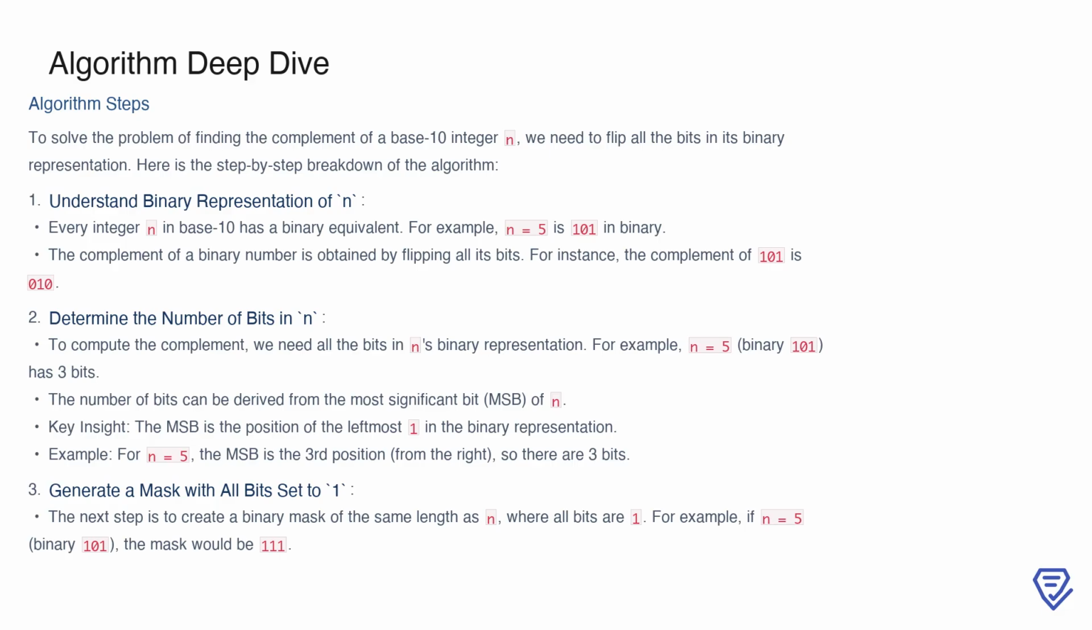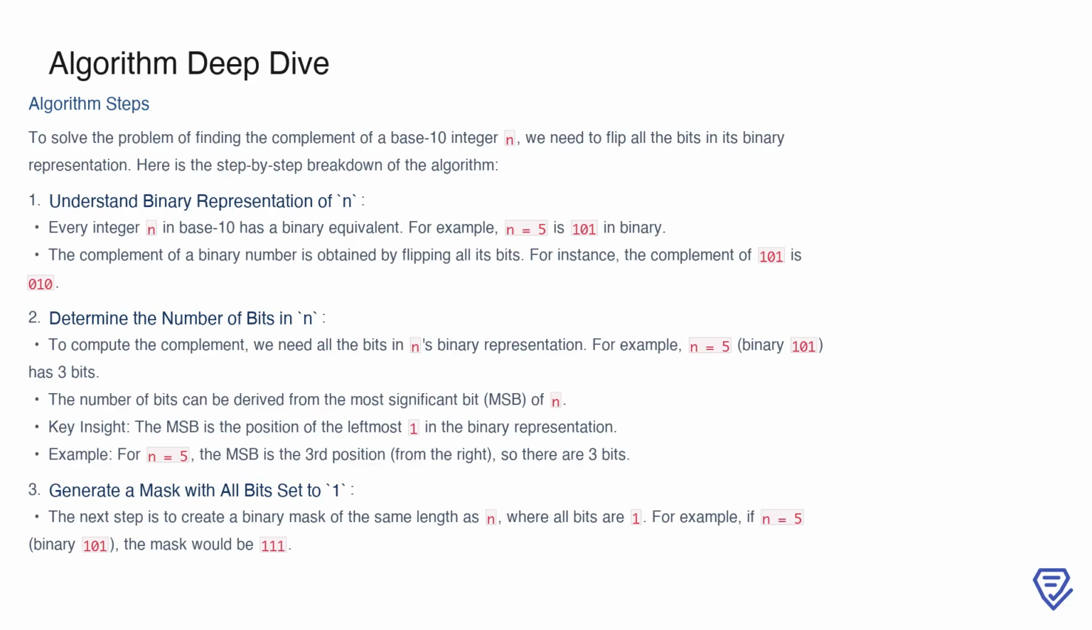To solve the problem of finding the complement of a base 10 integer, we need to start by understanding its binary representation. Every integer in base 10 has an equivalent binary form, where each bit represents a power of 2. For example, the base 10 number 5 is represented as 101 in binary. The complement of a binary number is obtained by flipping all its bits, changing each 1 to a 0 and each 0 to a 1. So, the complement of 101 is 010.